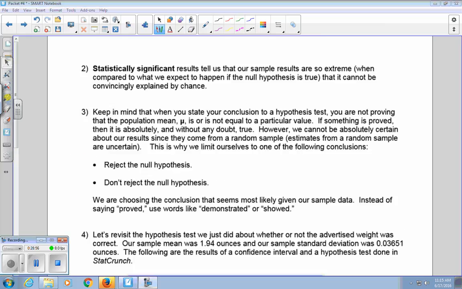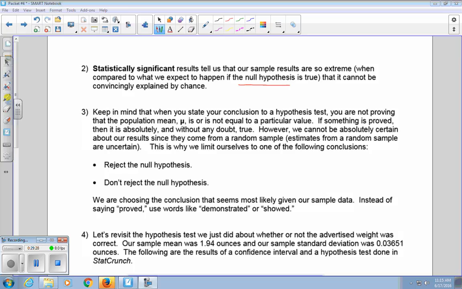Statistically significant results tell us that our sample results are so extreme compared to what we expected if the null hypothesis were true that it cannot be convincingly explained by chance. Keep in mind that when you state your conclusion to a hypothesis test, you are not proving that the population mean is or is not equal to a particular value. If something is proved, it's absolute and without any doubt true. However, we cannot be absolutely certain about our results since they come from a random sample.